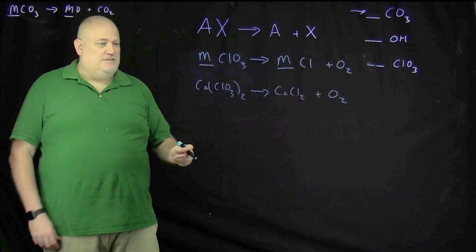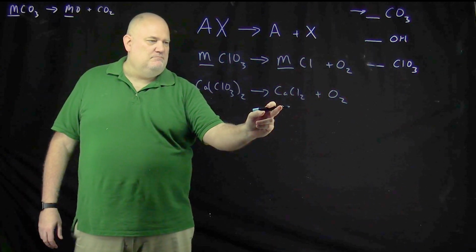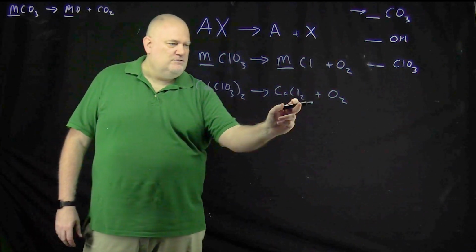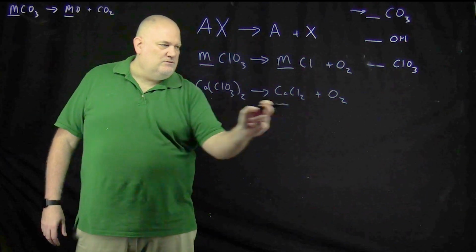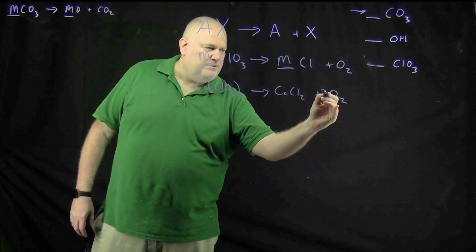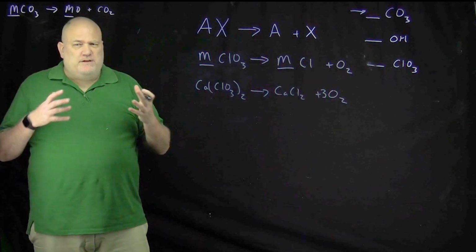Now, is this balanced? 1 Ca, 1 Ca. Yep. 2 Cl's, 2 Cl's. Yep. 6 O's and only 2 O's here, so to balance, I'd have to put a 3 here. So those are the three main break aparts.